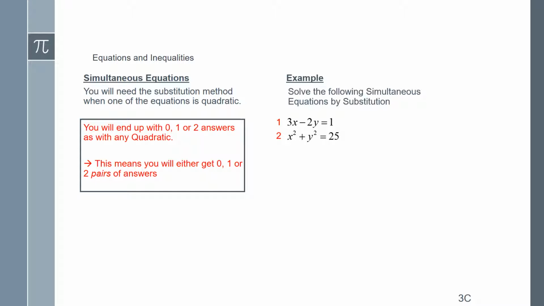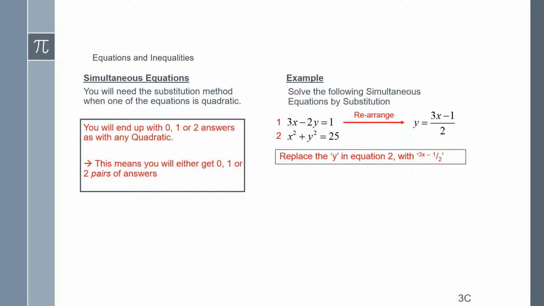Here's another example. 3x − 2y = 1, x² + y² = 25, the equation of a circle. So this is looking at where a straight line crosses a circle. Rearrange the first one. y = (3x − 1)/2. You could of course rearrange it to get x equals if you wanted to.